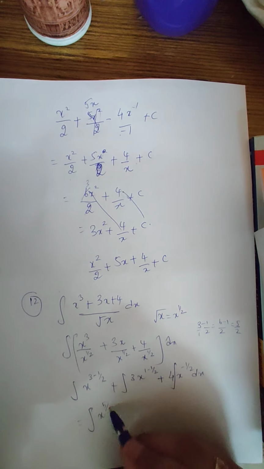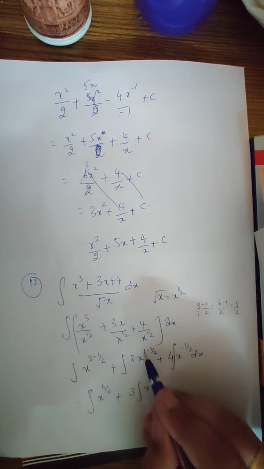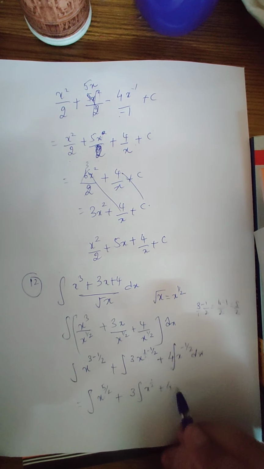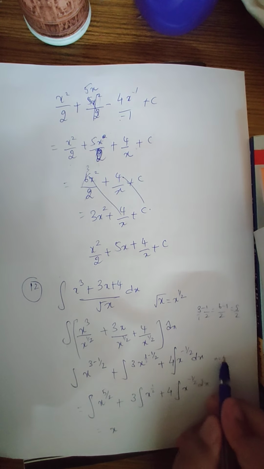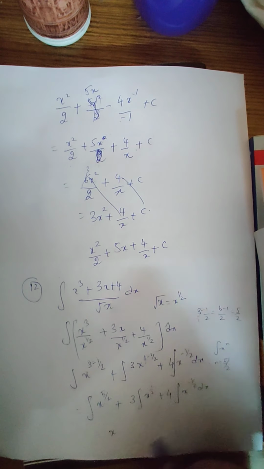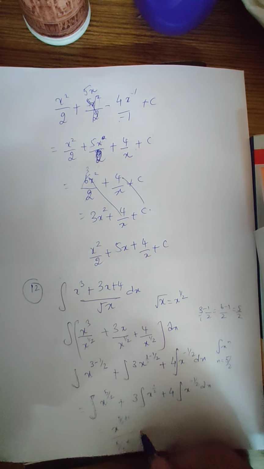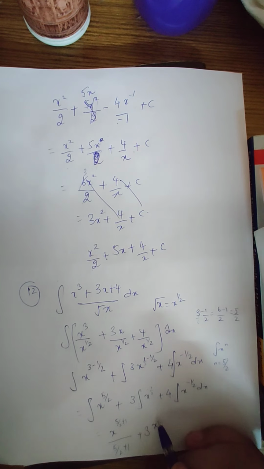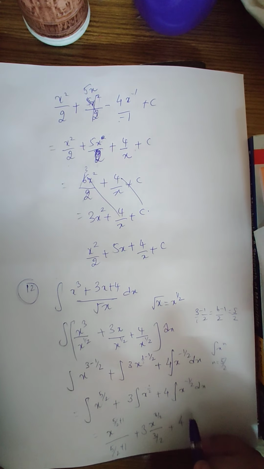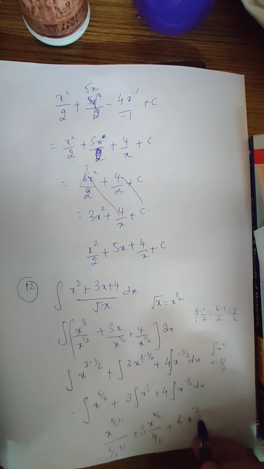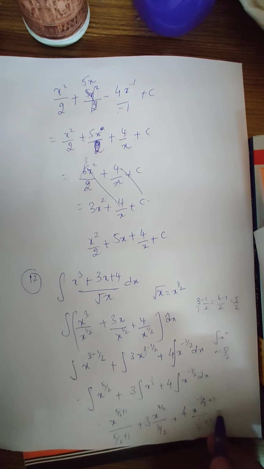So x to the power of 5 by 2 plus 3 integration of x to the power of, this I can write as 2 by 2, 2 minus 1 is 1 by 2, plus 4 integration of x power minus 1 by 2 dx. I am using n equals 5 by 2 in integration of x power n formula, students. So this will be 5 by 2 plus 1 by 5 by 2 plus 1 plus 3 x to the power of half plus 1, which is 3 by 2 by 3 by 2, plus 4 x to the power of minus half plus 1 by minus half plus 1 plus c.